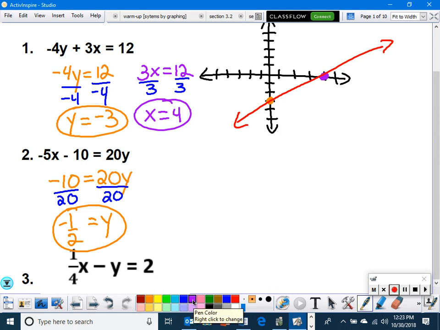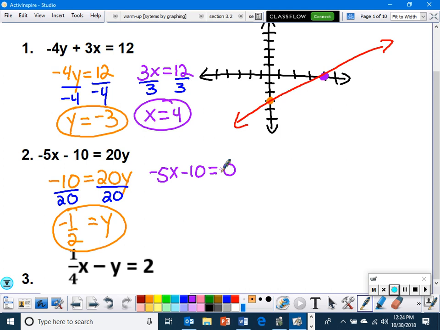Same thing with my x-intercept. I'm going to make believe y is not there. So this is what happens when I do it for x. I have negative 5x minus 10, but I do need to put a 0 in that spot. Again, I'm making believe y is not there, or y is 0. So 20 times 0 is 0.